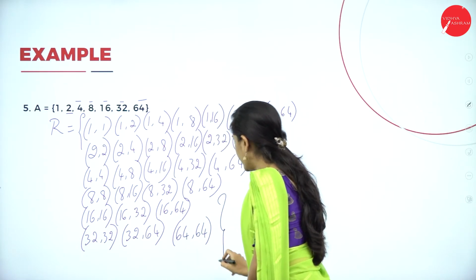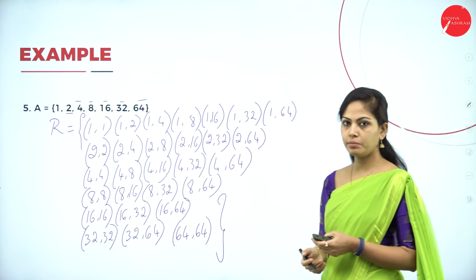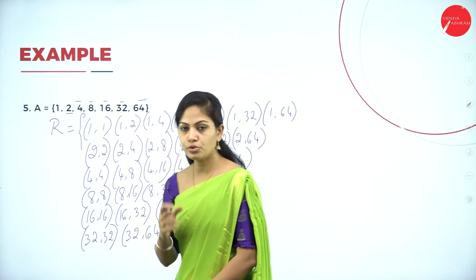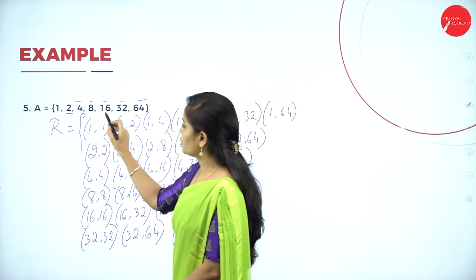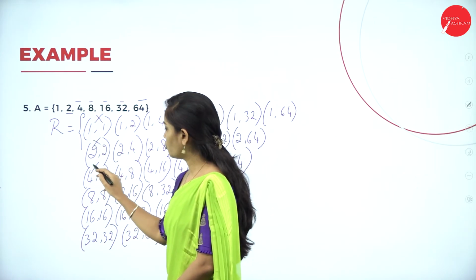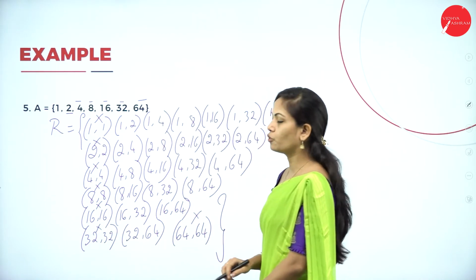So this is your relation. Using this relation you can draw a Hasse diagram. What is the first procedure to draw a Hasse diagram? You have to remove the self loop. So I will remove this self loop: 1, 1, 2, 2, 4, 4, 8, 8, 16, 16, 32, 32 and 64, 64.